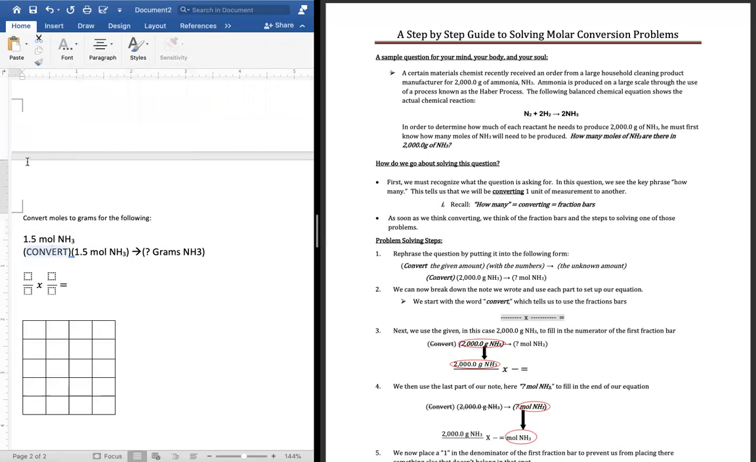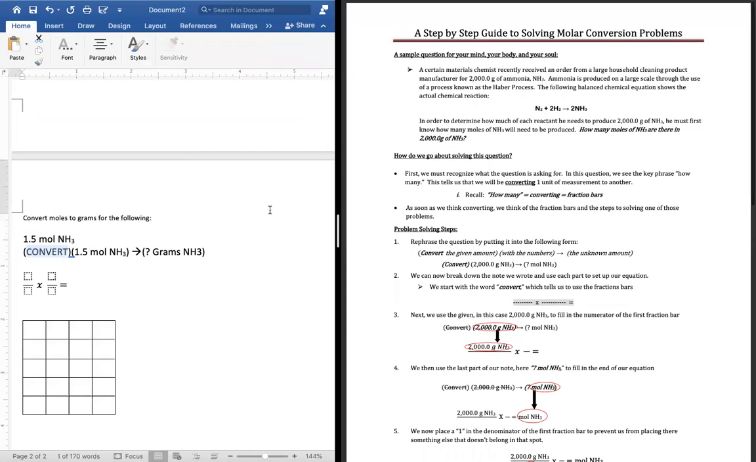Now I'm done with the word convert. It's helped me out a lot. It told me exactly what to do. So let's cross that out. We come into the next part of the note. What do I always do with the next part of the note? That's step 3. I drop it down into the numerator of the first fraction bar. So 1.5 moles NH3. Okay, there's step number 3. Now I can cancel that out.